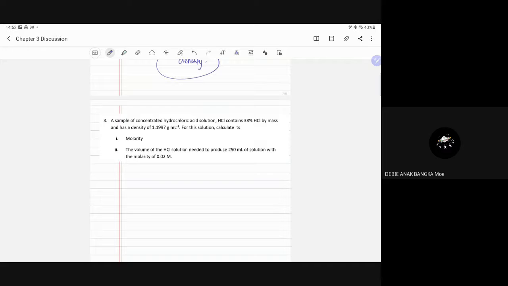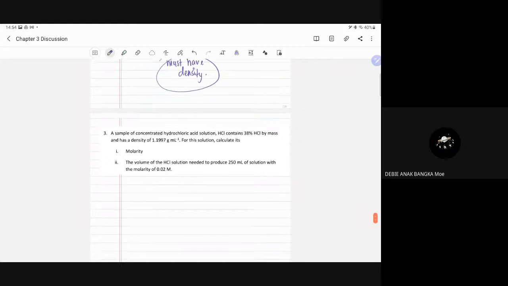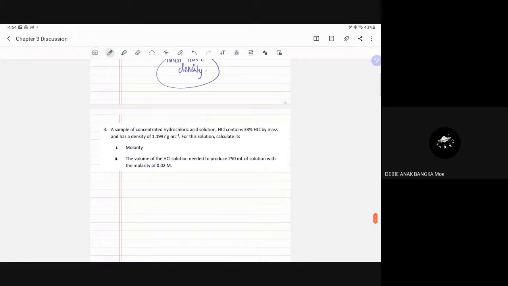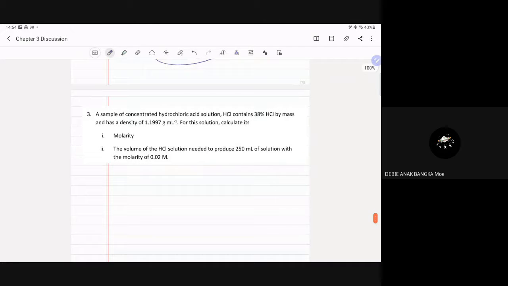Okay. A sample of concentrated hydrochloric acid contains 38% HCl by mass and density. For this solution, calculate its molarity. Pun sama juga. Kamu tak faham ke Amirul? Tak apa. Soalan ni pun konsep dia sama juga. Soalan nombor 3 ni, konsep dia sama. So try to get into this one.